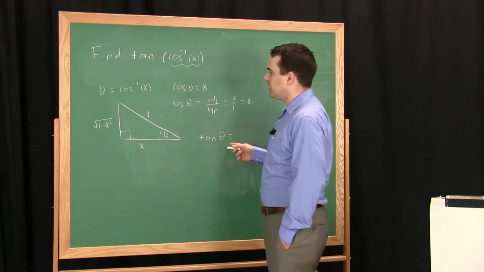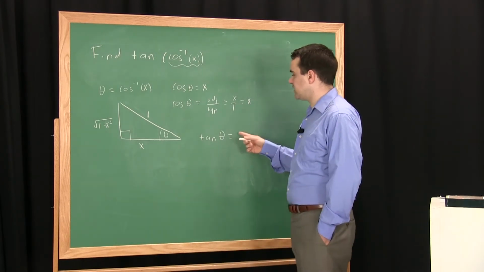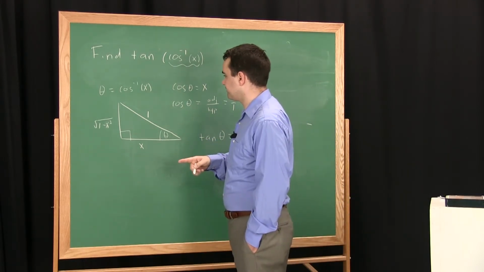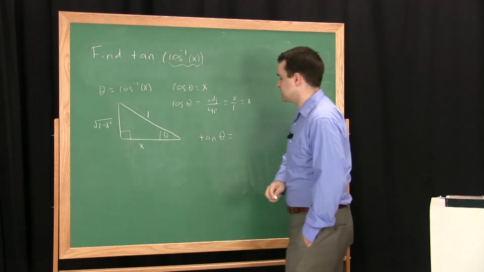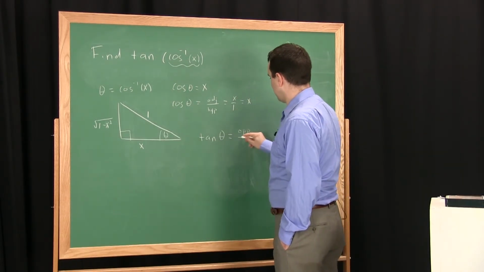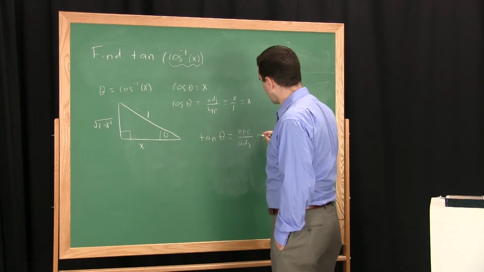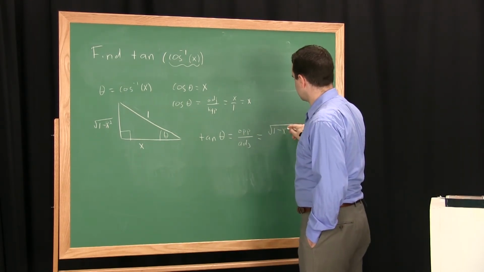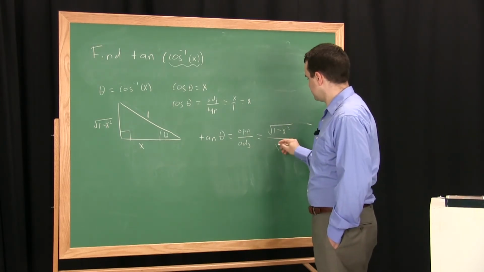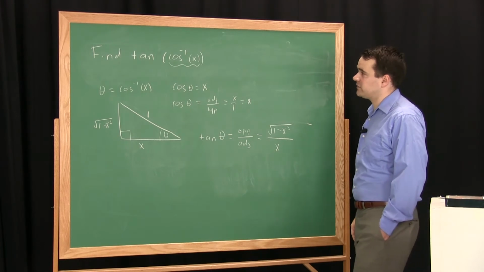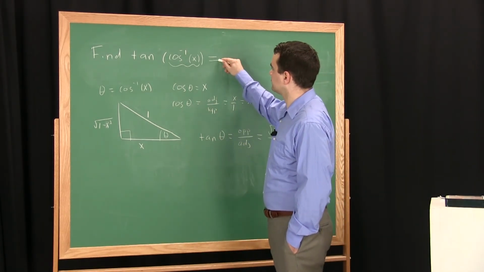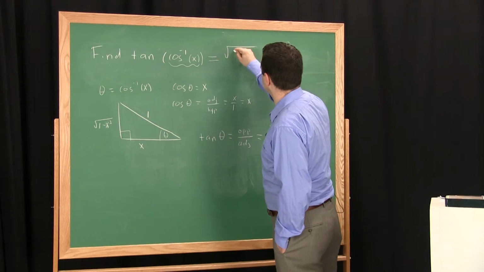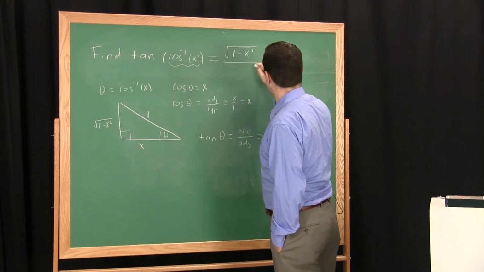And so what's this one? There's different ways of thinking about this. You can think of tangent as sine over cosine, or equivalently you can say that tangent is going to be opposite side length over adjacent side length. So I'll abbreviate that by saying opposite over adjacent. And here I'm getting now the square root of 1 minus x squared all over x. And so you put that all together, you go back to the original problem, and you see that the tangent of cosine inverse of x is now equal to the square root of 1 minus x squared divided by x.